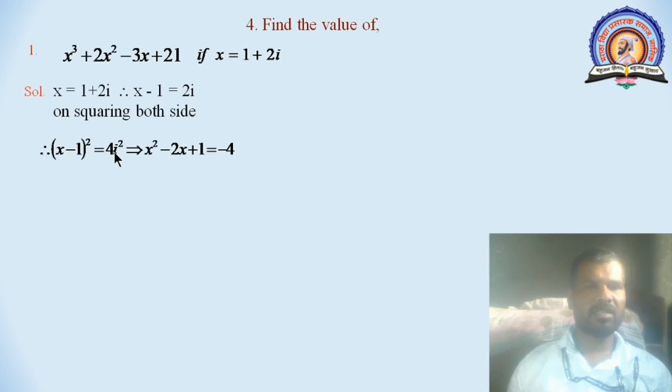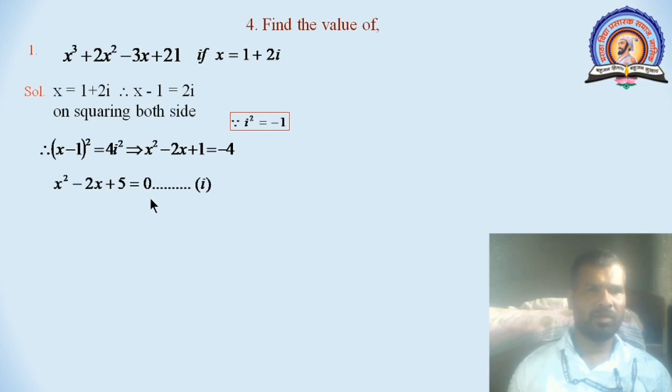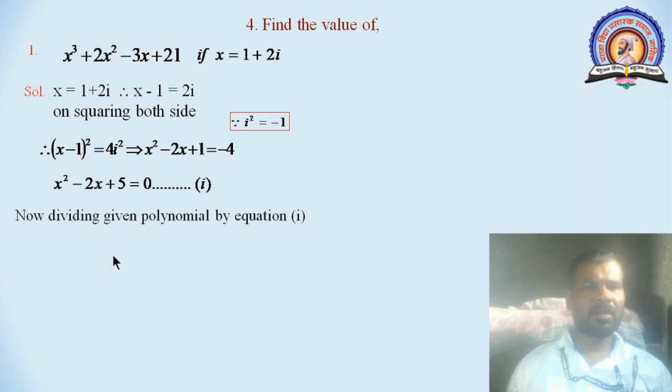I square is minus 1, and (x minus 1) square will become x square minus 2x plus 1. So as i square is minus 1, plus 4 becomes minus 4. This minus 4 transferred to the LHS, you will get one quadratic equation as x square minus 2x plus 5 is equal to 0. Now divide the given polynomial by this quadratic equation by actual division.